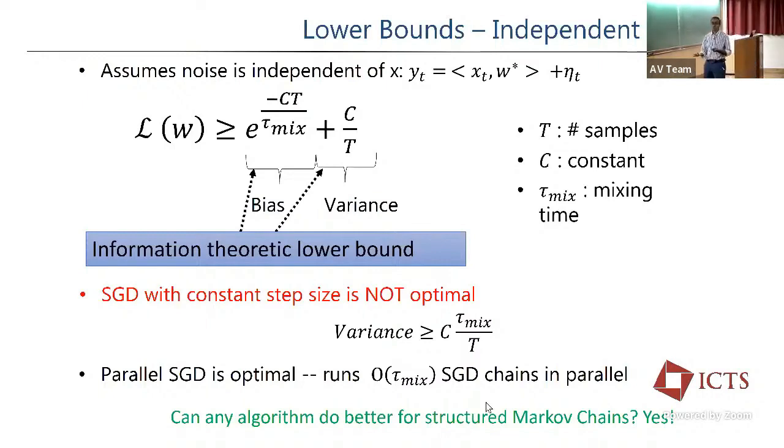So one can say that, okay, suppose I again did your tail averaged SGD trick with constant step size, do you get the optimal variance? Well, unfortunately, it turns out that you still don't. That is, your variance is still larger than the lower bound by a tau mix factor. So standard SGD with constant step size is still not a good idea for this problem. But you can run a much simpler variant of SGD, which is what we call parallel SGD.